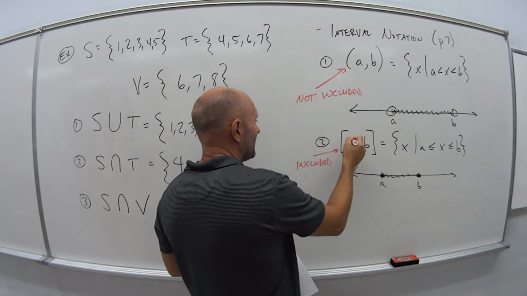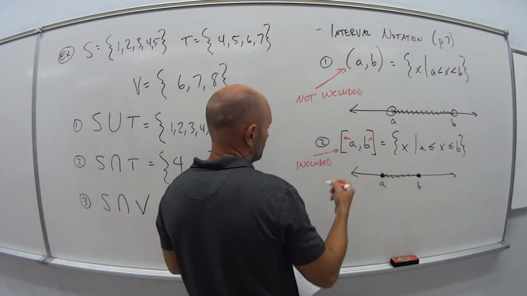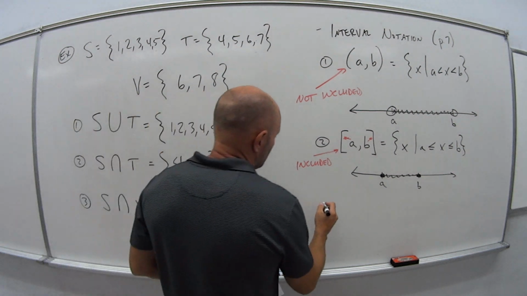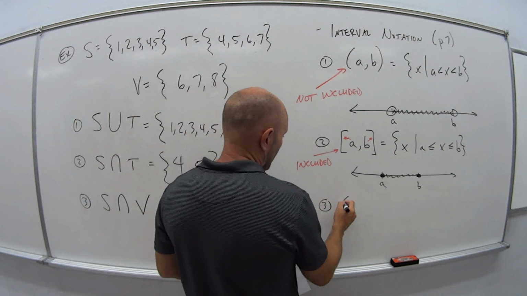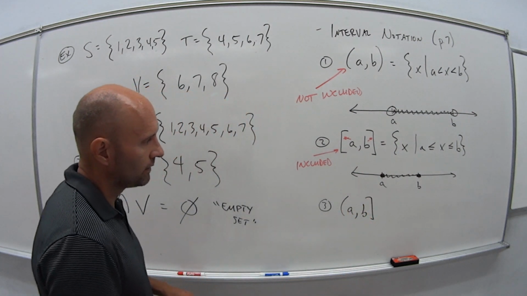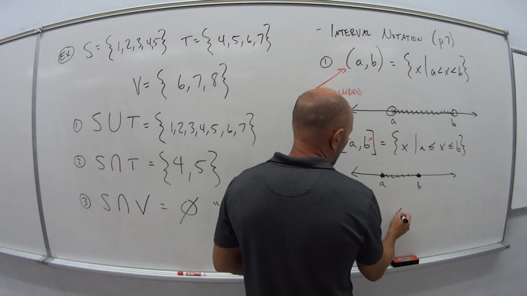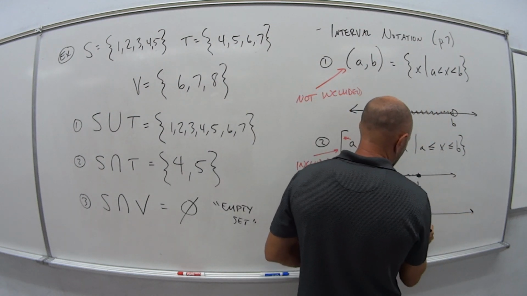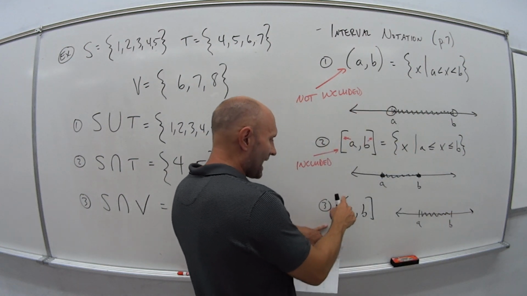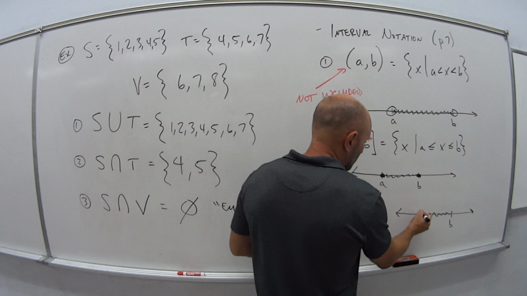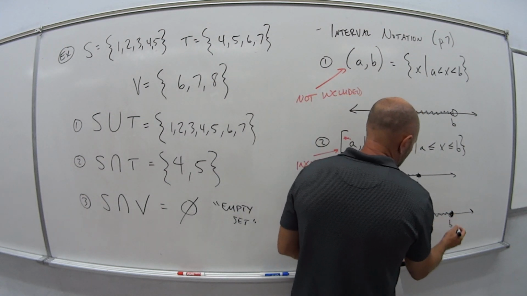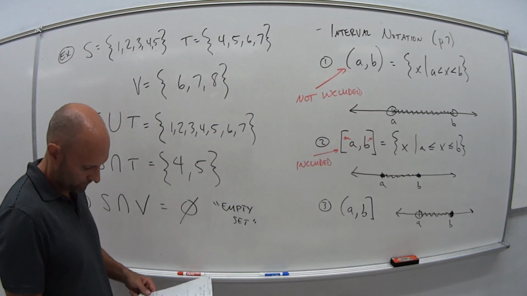So by included, I mean A is included, B is included because of the bracket. You could have a combination of the two. So if I have parentheses A, comma, B, bracket, on a number line, this would mean what? It goes from A to B, all the numbers between. A is not included because of the parentheses, so that's an open circle. B is included because of the bracket, so a filled-in circle.